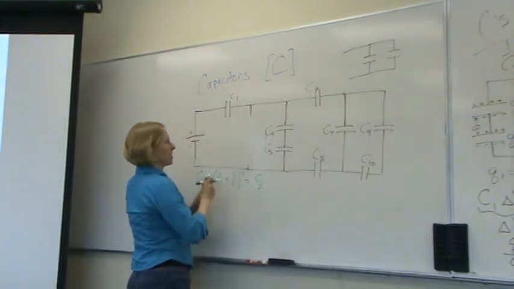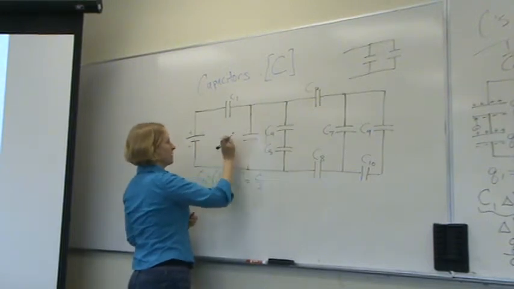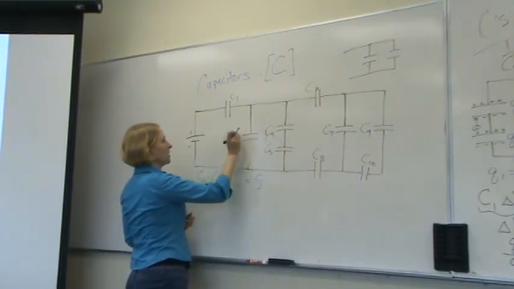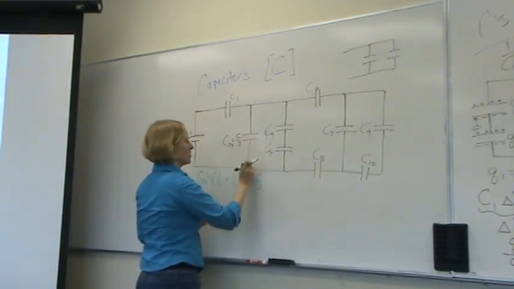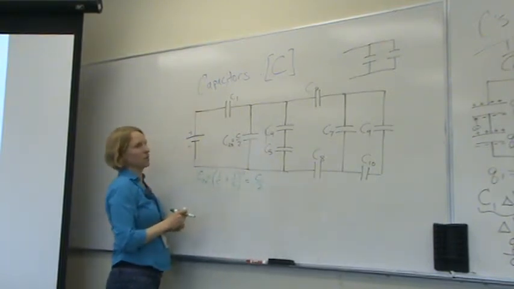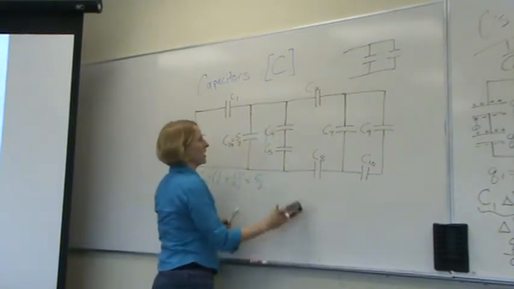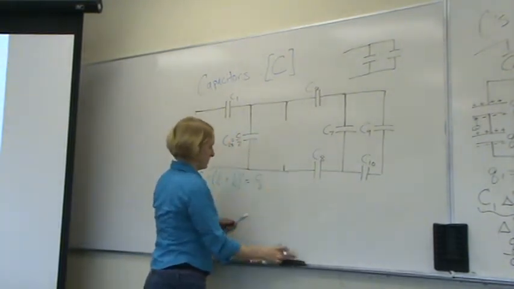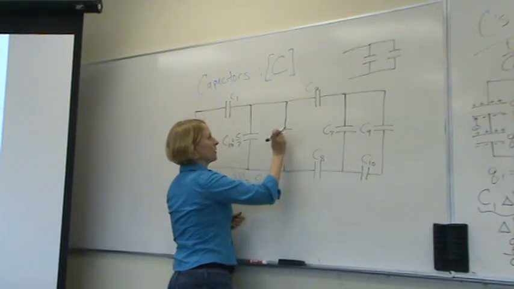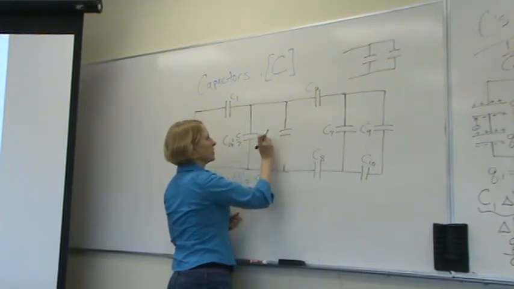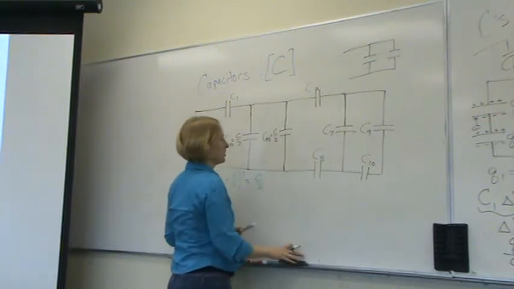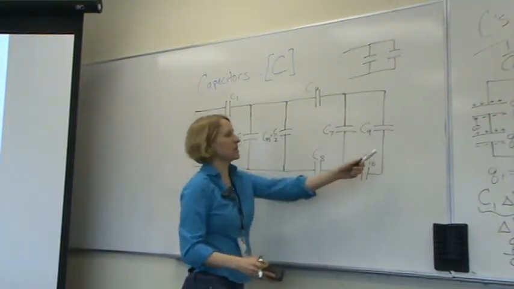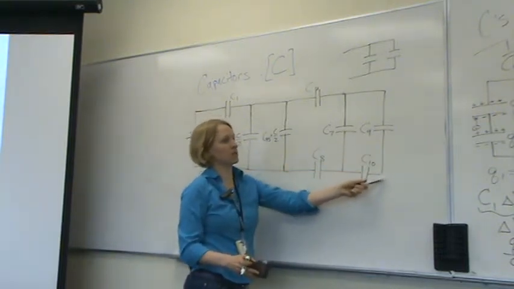and replace with C23 equals C over 2. And can I use that result anywhere else? C4 and C5? Anywhere else? Yeah, does everybody see that 9 and 10 are in series? Okay, good.